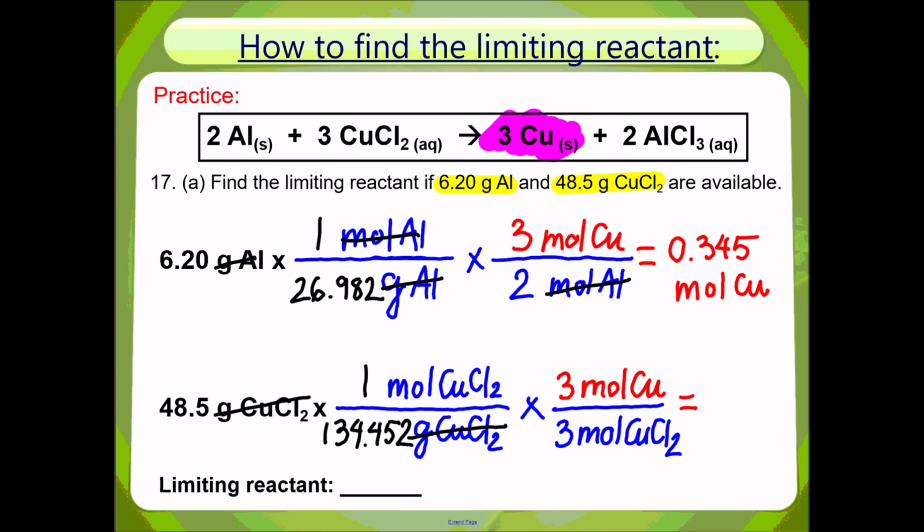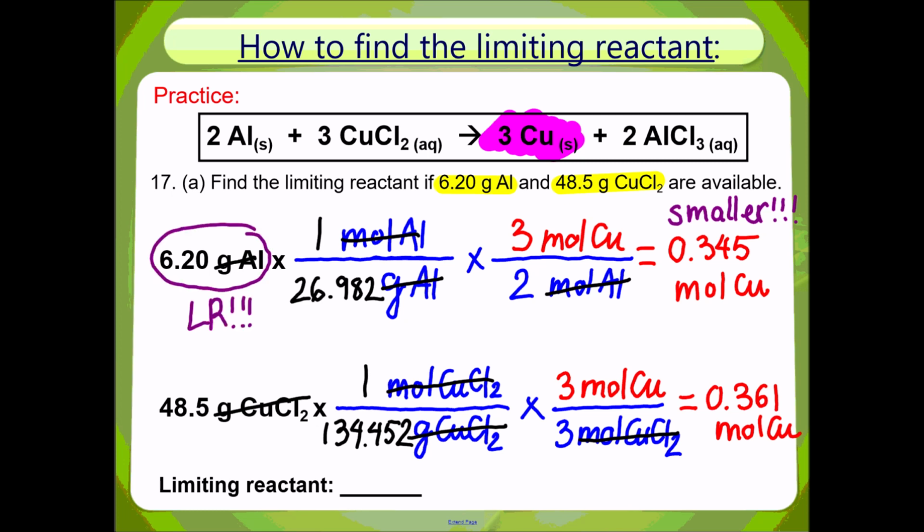In step 2, mole-to-mole ratio, I must get rid of mole of copper 2 chloride and I will go to moles of copper, which is my chosen product in the beginning. Remember, both reactants must go to the same product. This is equal to 0.361 moles of copper produced. Between these two amounts, 0.345 is smaller, which means aluminum yields the least amount of product, which makes aluminum the limiting reactant.